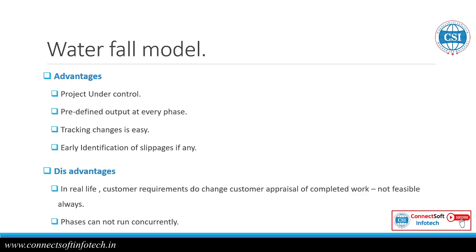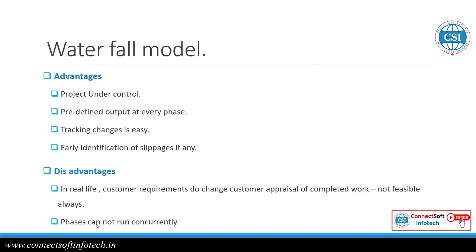We can identify any slippages or bugs. Because this is the waterfall model, we can really understand what kind of bugs or defects can occur, what kind of risks, and how we are going to mitigate them. So we can really identify that.